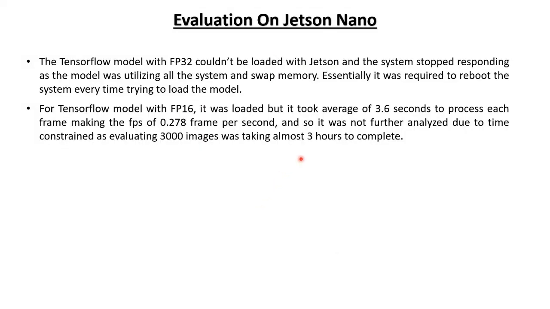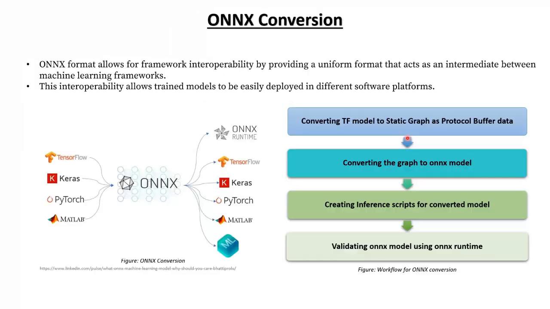Then, the frustrating part: I tried to load the unoptimized TensorFlow model into the Jetson Nano, and it didn't work. It was not loaded. The whole system stopped responding for the 32-bit value. For some reason, the 16-bit value was loaded, but it was giving me like 0.27 frames per second, which is nothing, because evaluating 3000 images took me around 3 hours to complete. So after like 2 hours, I thought, just leave it, because it's not a good result and there is no point in using more time on it. I left it and started to find a solution to tackle this problem.